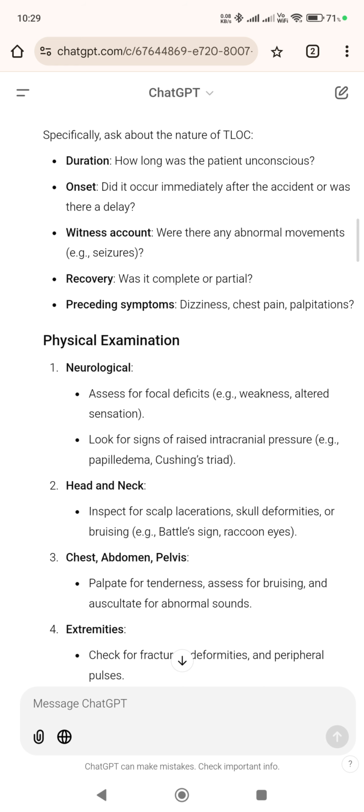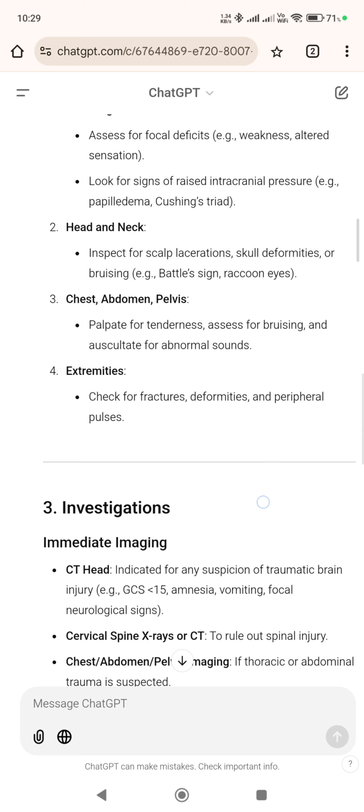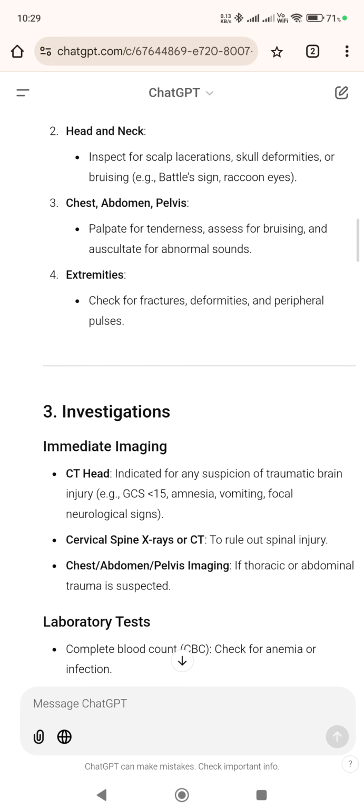2. Head and neck. Inspect for scalp lacerations, skull deformities, or bruising, e.g. Battle sign, raccoon eyes. 3. Chest, abdomen, pelvis. Palpate for tenderness, assess for bruising, and auscultate for abnormal sounds. 4. Extremities. Check for fractures, deformities, and peripheral pulses.